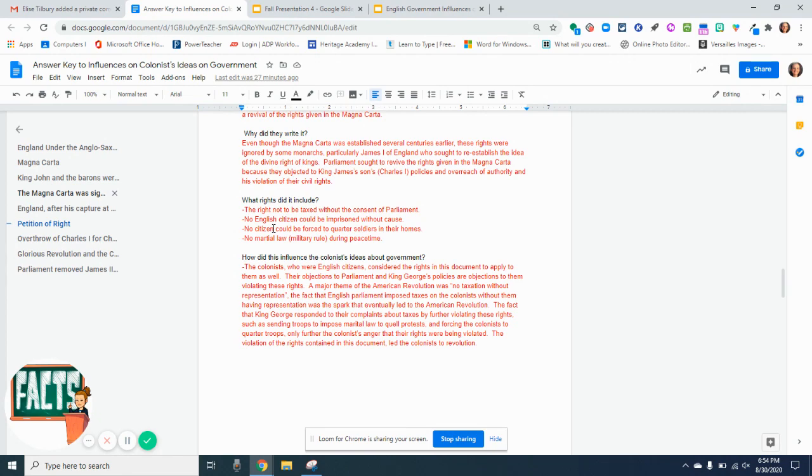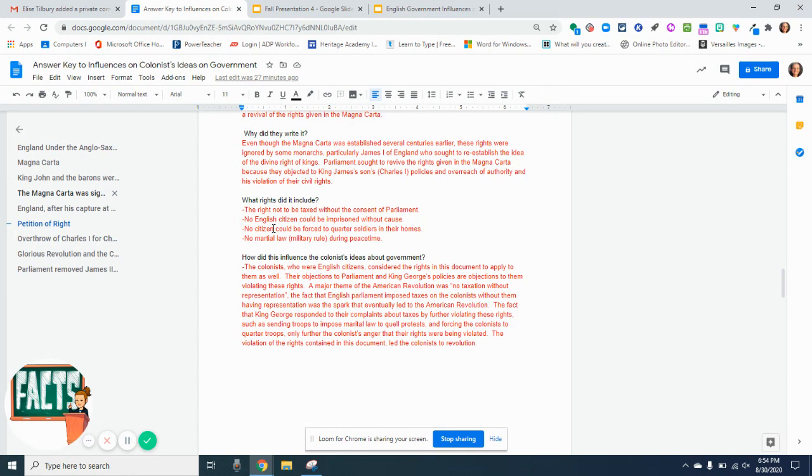Their objections to Parliament and King George's policies later on were objections to the violation of these rights. A major theme in the American Revolution is no taxation without representation. And the fact that Parliament imposed taxes on the colonists without them having representation would spark what would eventually lead to the American Revolution.